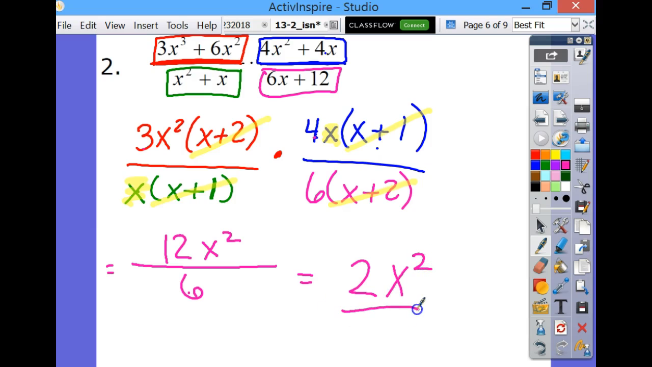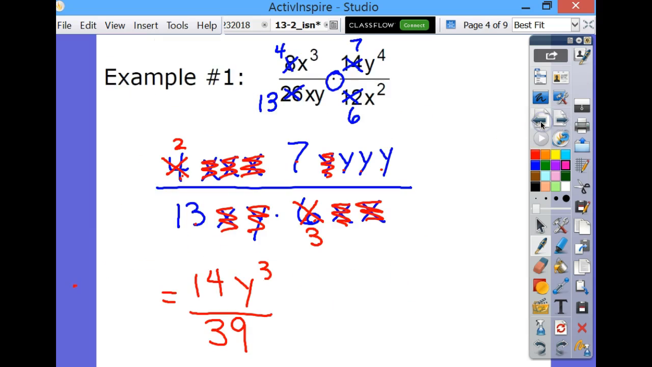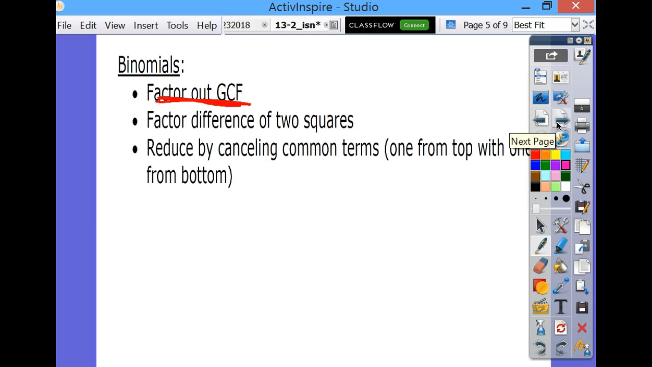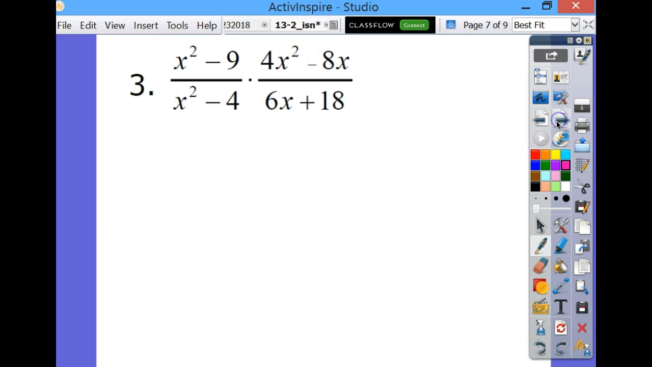And so this is my final answer. I need to check and make sure my final answer doesn't reduce anymore. So when you have a binomial, you factor out the GCF. When you have a binomial, you also look for the difference of two squares. Right here in example number 3, this is the difference of two squares.